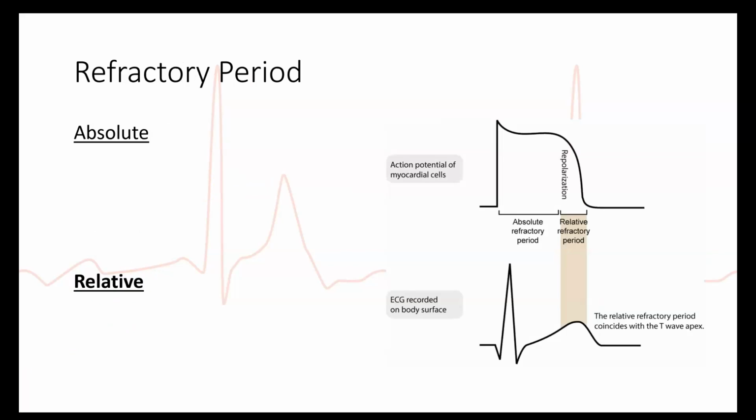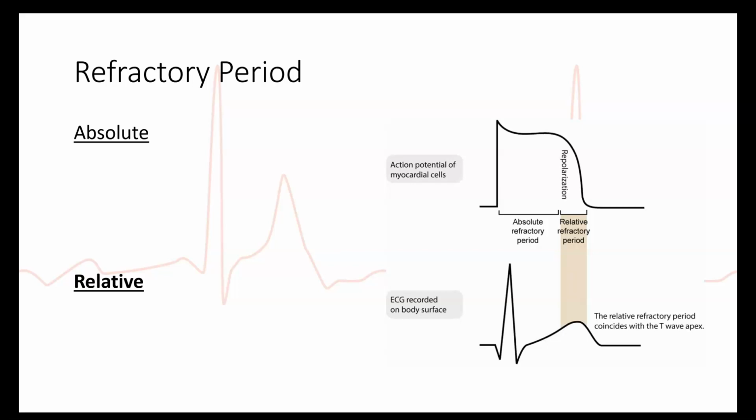This is a point in time of repolarization where no matter how strong a stimulus is, the cell will not respond. Not enough ionic correction has taken place in this period. Okay, and this period usually begins as soon as you start the upstroke of depolarization.